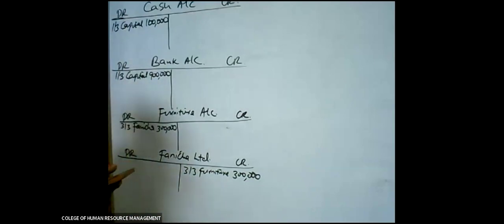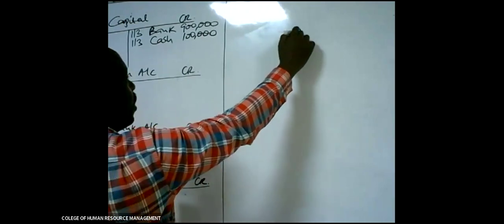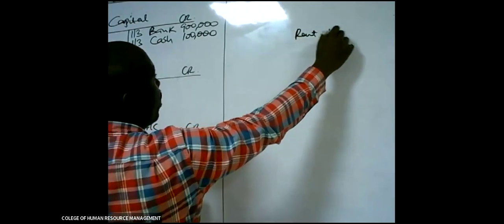That is the double entry, the dual aspect. Debit, credit. The next date, it is on date 8th. On 8th, paid rent. You have rent accounts.